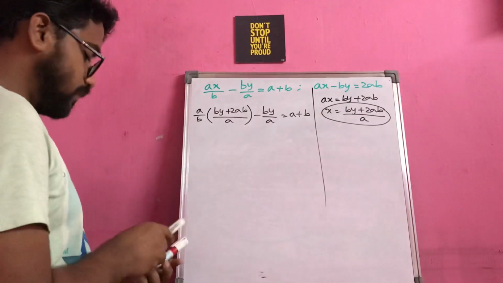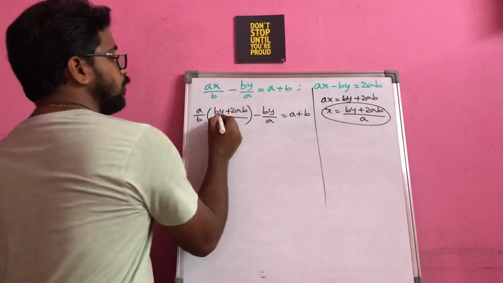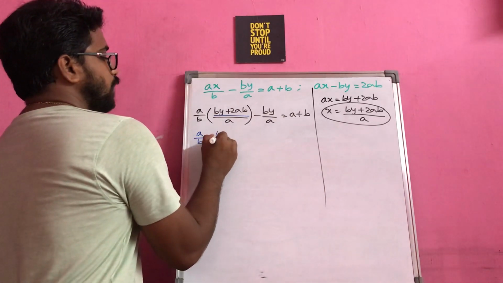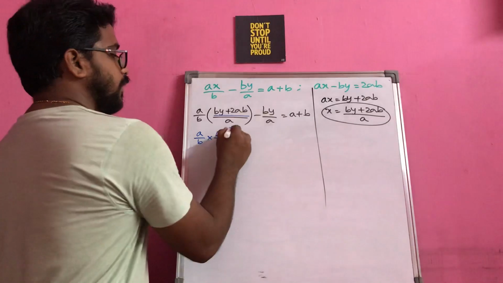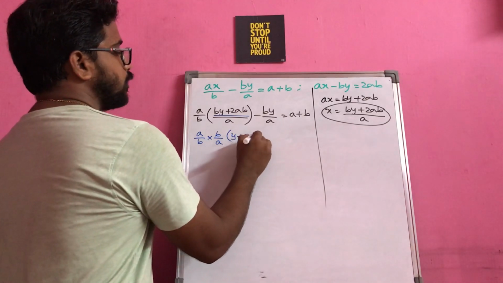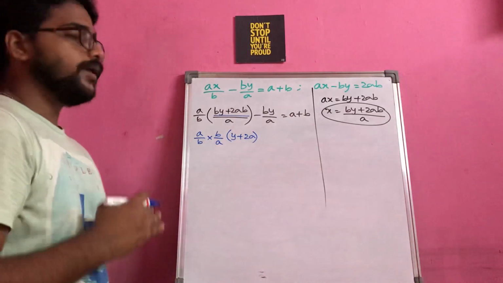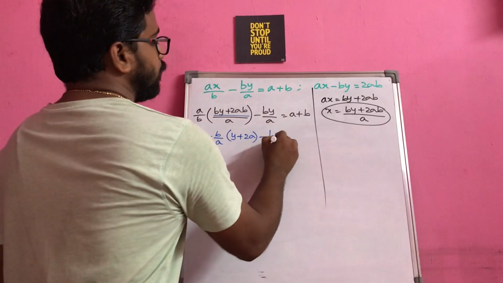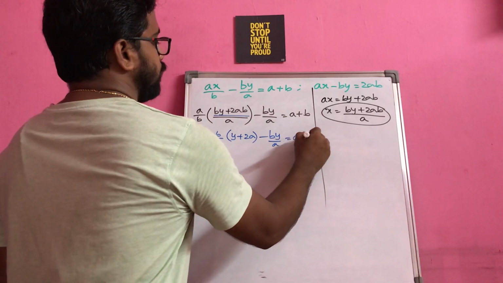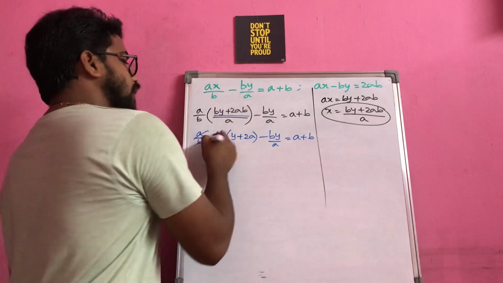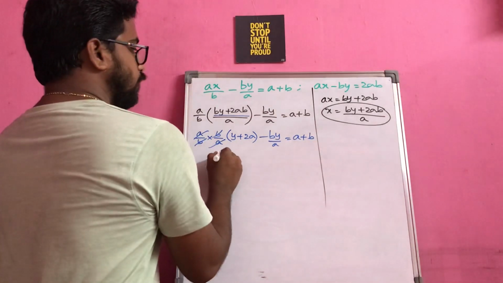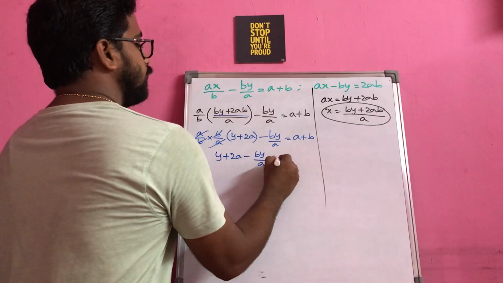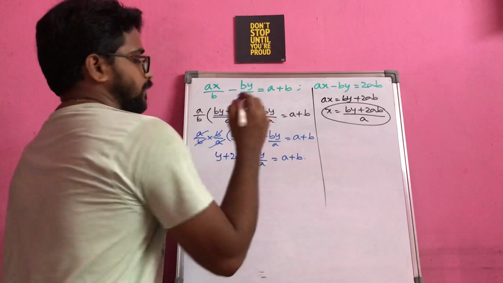Okay. So if you just observe here, from this numerator I can take B as a common. So A by B into B I had taken as a common and B by A. You will be left with Y plus 2A. Because I had taken B out now, so from 2AB, 2A will be left out. And then minus BY by A is equal to A plus B. So you can cancel out A A, B B. So you will be getting Y plus 2A minus BY by A is equal to A plus B.